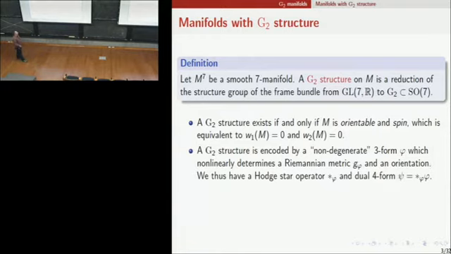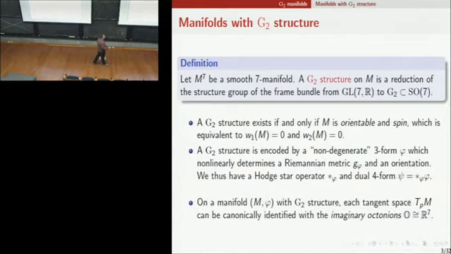So there are lots of manifolds with G2 structure. And the way to encode this for differential geometers is there's a smooth 3 form, which is non-degenerate in some sense, which I'll explain very soon. And from this 3 form, it determines a Riemannian metric and an orientation in a very nonlinear way. And therefore, we get a Hodge star operator, and we have a dual 4 form, which I usually write psi.